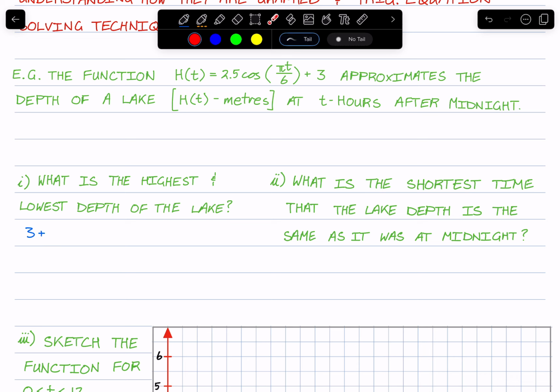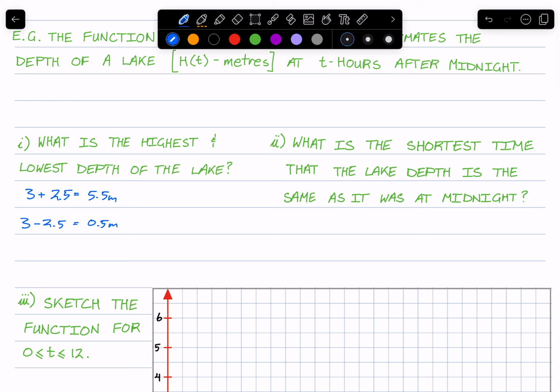Then from this point, we add the amplitude of 2.5, and that gives us the highest point of this function, which is 5.5 meters. And since the middle is 3 and we subtract the amplitude of 2.5, we get 0.5 meters as its lowest. So the height of h of t is between 5.5 meters and 0.5 meters. Or you could write this in bracket notation from 0.5 to 5.5 meters.